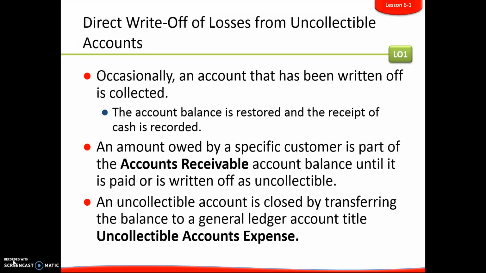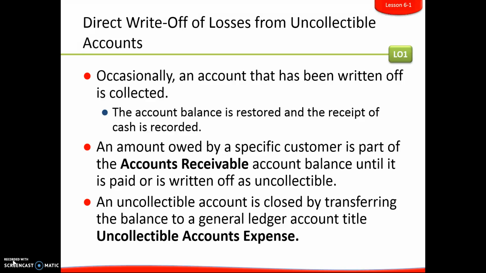So there is always a chance, though, that when you do write off an account, it might be collected eventually. When that does happen, we need to make sure that we restore the account balance to that accounts receivable account, and then we can record the receipt of cash. If we don't do that first part, then it would look like the customer overpaid, and they did not, because their account was previously written off. So we have to put the balance back into accounts receivable, and then we can take it out with the receipt of cash.